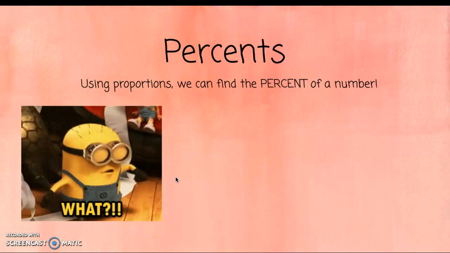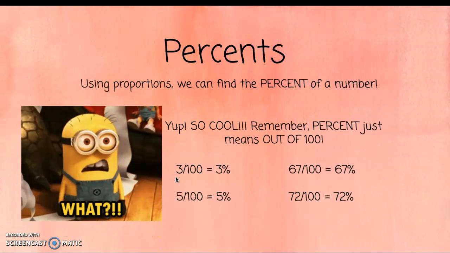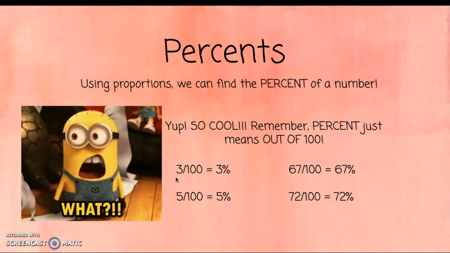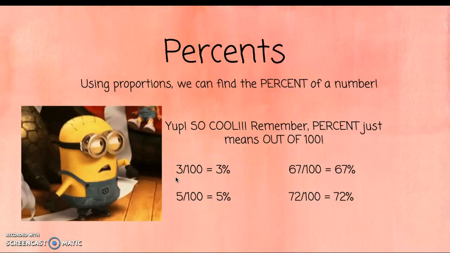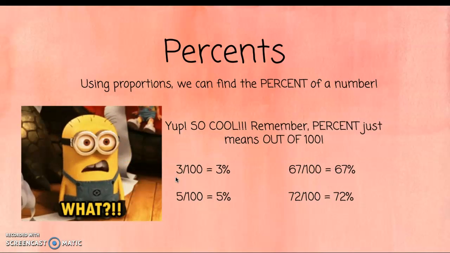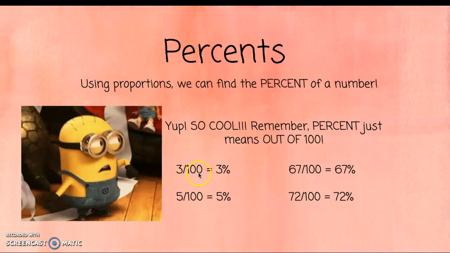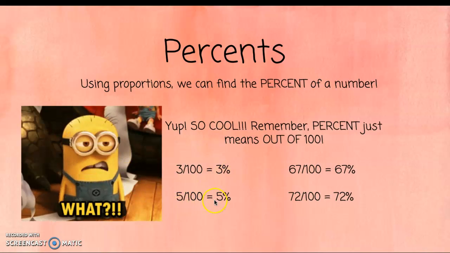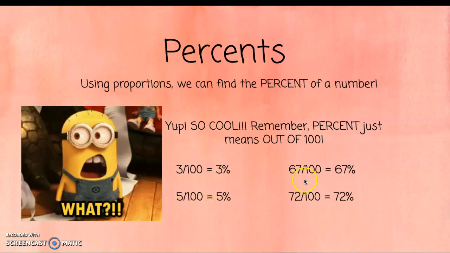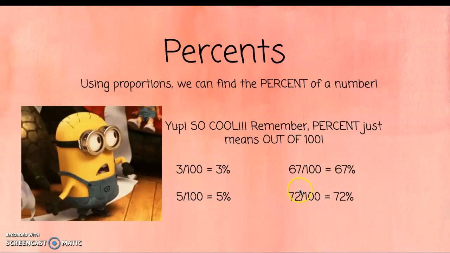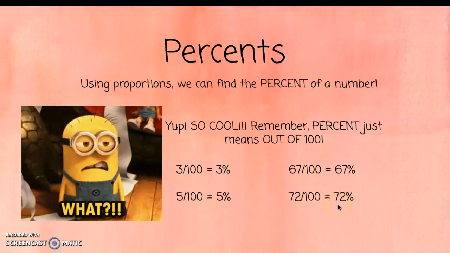Percents. Using proportions, we can find the percent of a number. What? Yup, so cool. Remember, percent just means out of 100. So 3 out of 100 is 3%. 5 out of 100 is 5%. 67 out of 100 is 67%. 72 out of 100 is 72%.